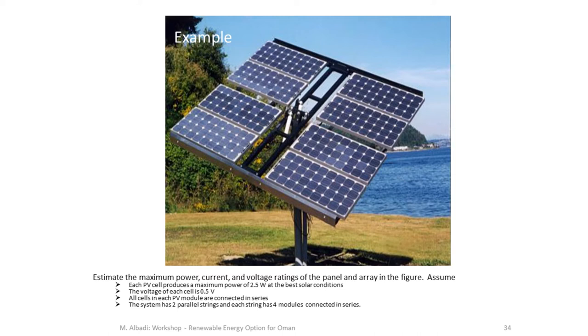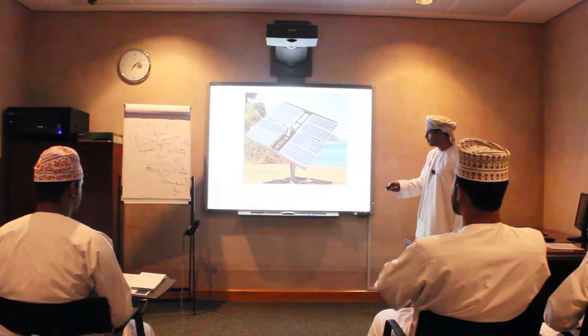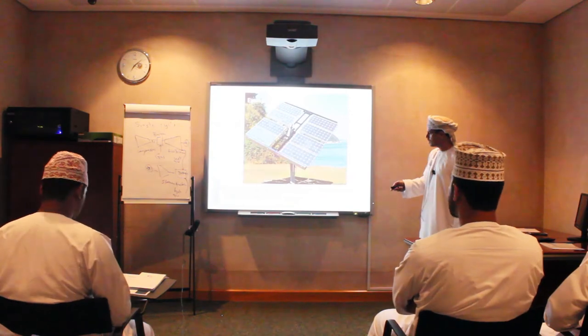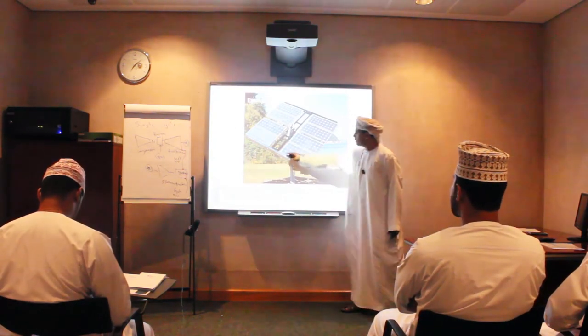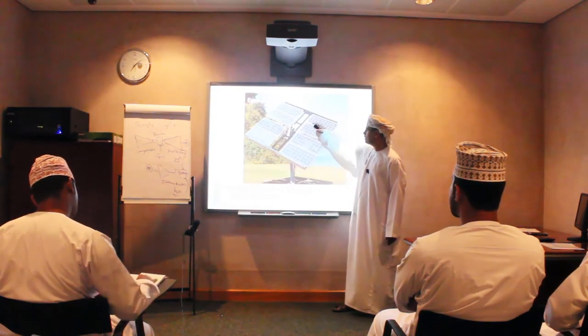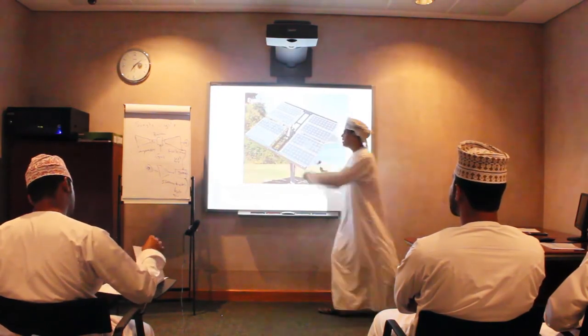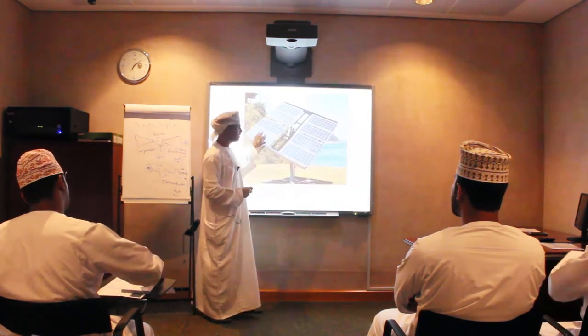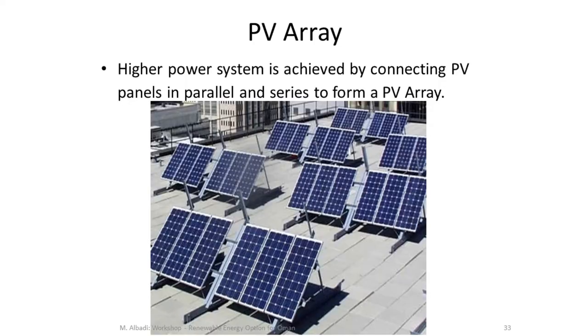The question is, estimate the maximum power. So what will be the power of this system? What will be the current? What will be the rated current? What will be the voltage of this system? Given that these cells are in series. All of these cells are in series. So these cells are in series on this side, and on the other side, these cells are also in series. Cells in the module are in series. Modules on this side are in series.